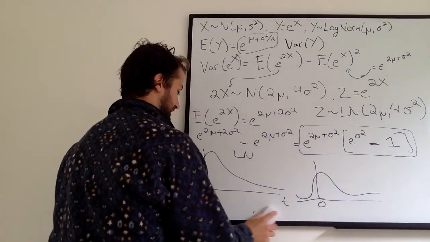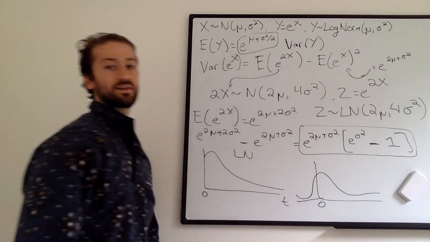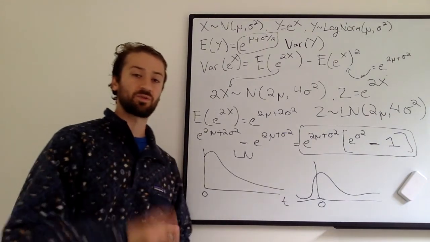So hopefully this made sense. The variance makes sense, and now you understand a little bit more about the properties of a log normal. So we'll see you next time.